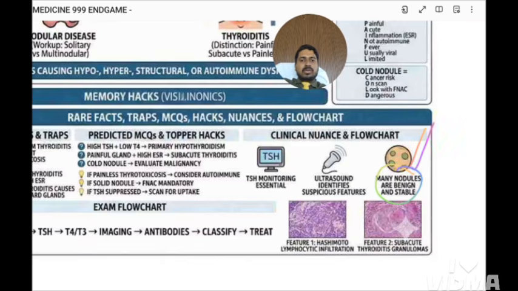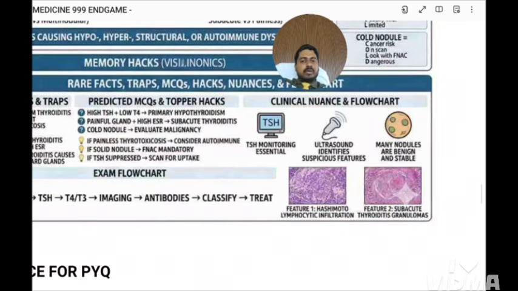Many nodules are benign and stable, so you don't have to worry. Most of the benign stable nodules will be hot nodules under radionuclide scan. Okay, so that's why the radionuclide scan, the iodine uptake scan, is very important. In Hashimoto's on histopathology, you'll see lymphocytic infiltration, and in subacute thyroiditis, you'll see granulomas.